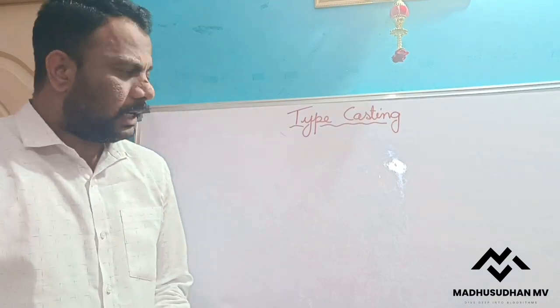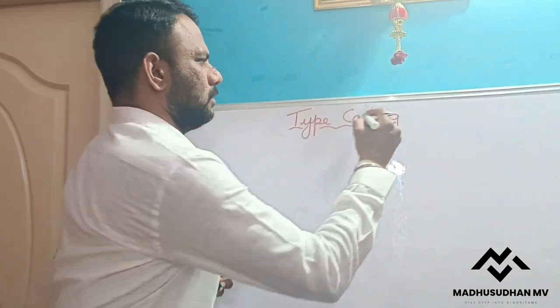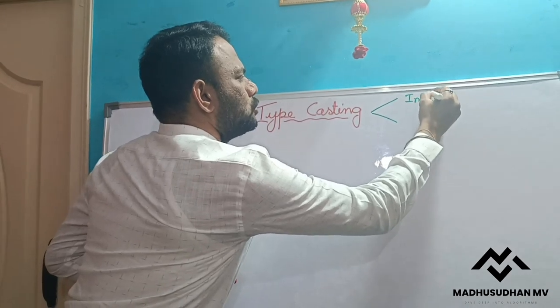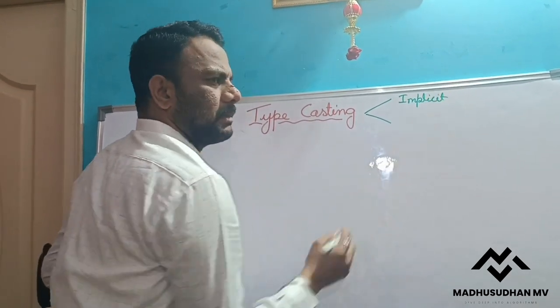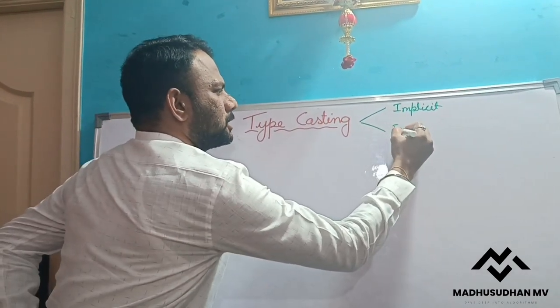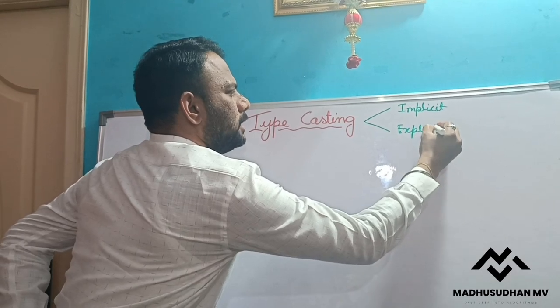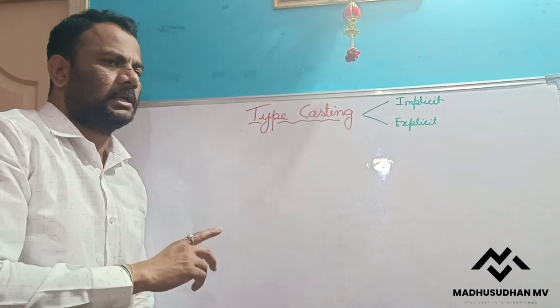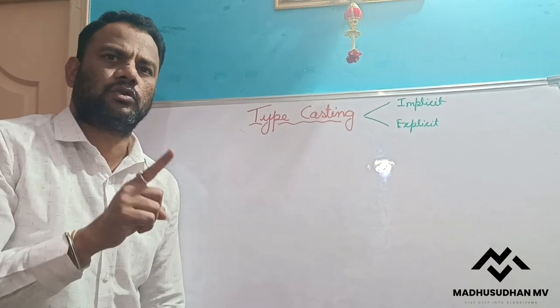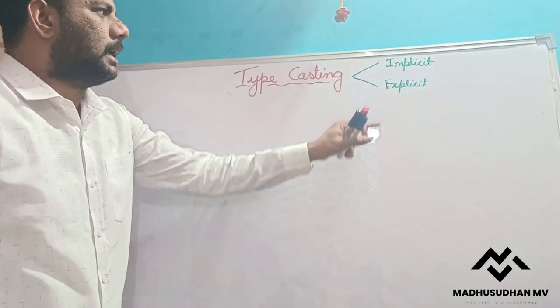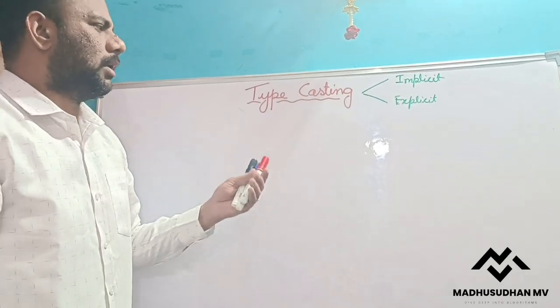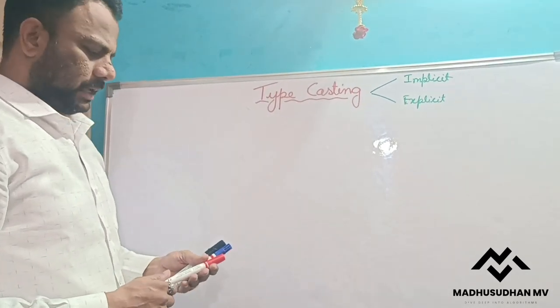So let us see that in C there are 2 types of typecasting. One is implicit, also called internal typecasting, and another one is explicit, also called external typecasting. Okay, now let us see implicit typecasting.